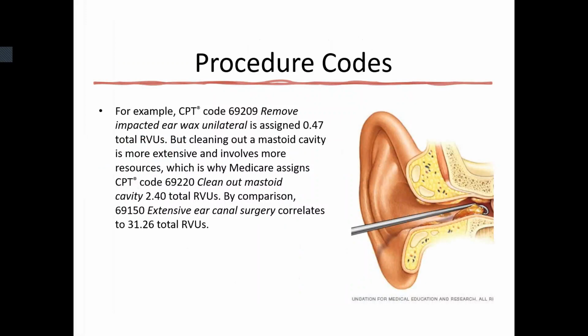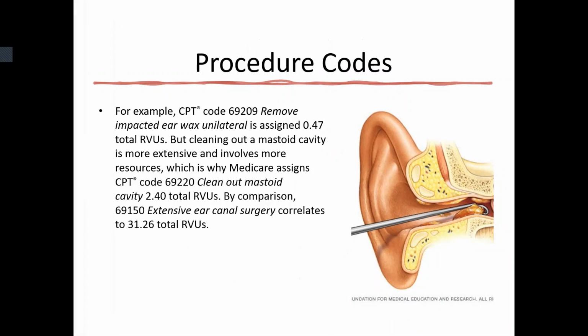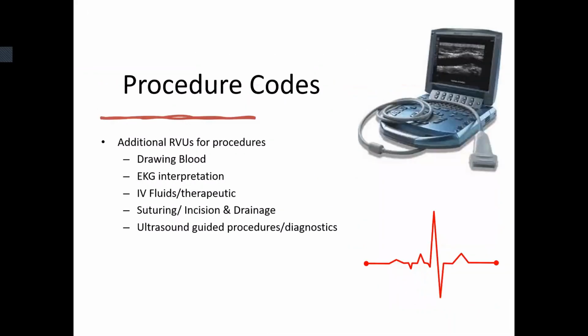For procedure codes, there is a value that can be assigned. Something as simple as a unilateral cerumen removal is a 0.47, but if you're doing a more extensive surgical procedure like a mastoid clean out, it's 2.4 RVUs, or a surgical procedure for ear canal surgery, it's 31 RVUs because it's much more intensive and resource demanding. You can also get procedure codes for drawing blood, interpreting EKGs, giving fluids, performing procedures such as suturing, incision, and draining, and also doing ultrasound guided diagnostics and procedures.